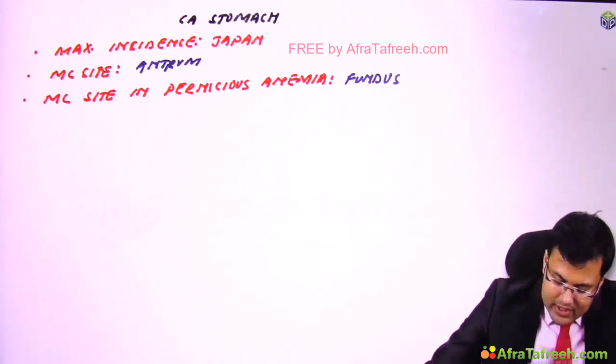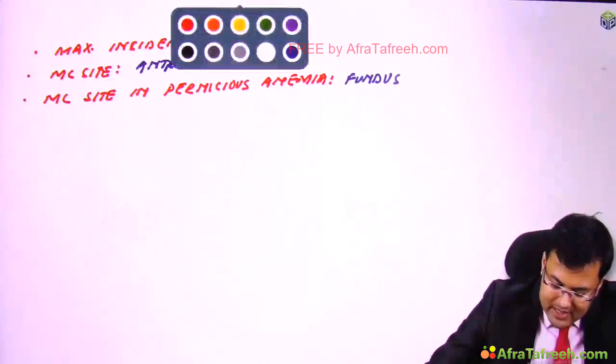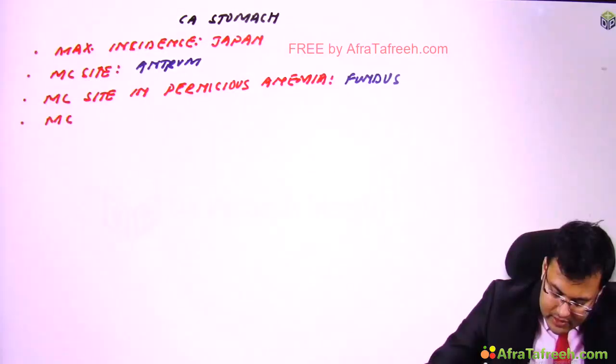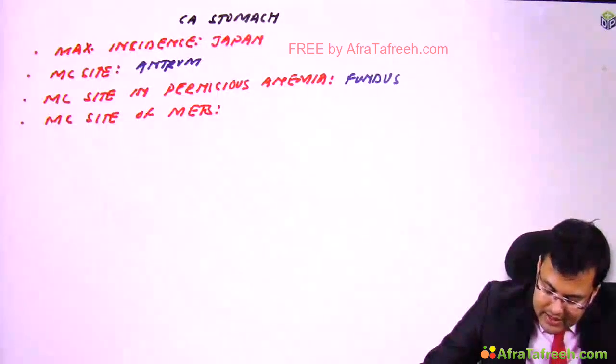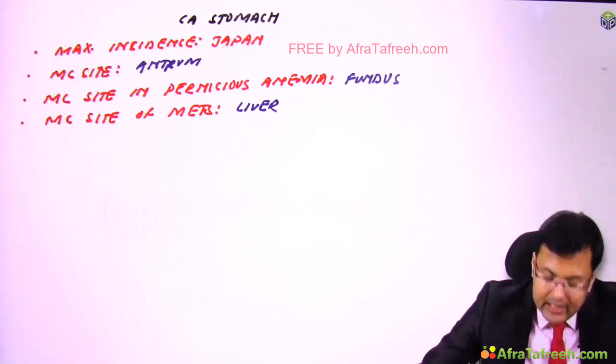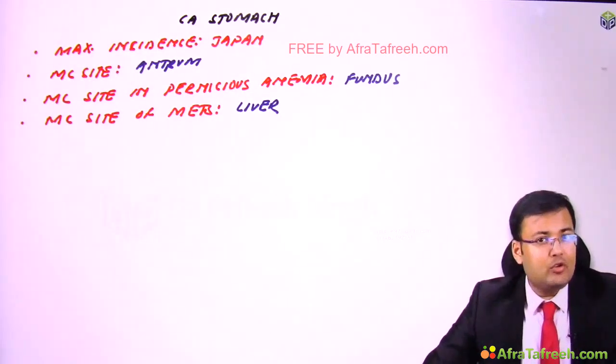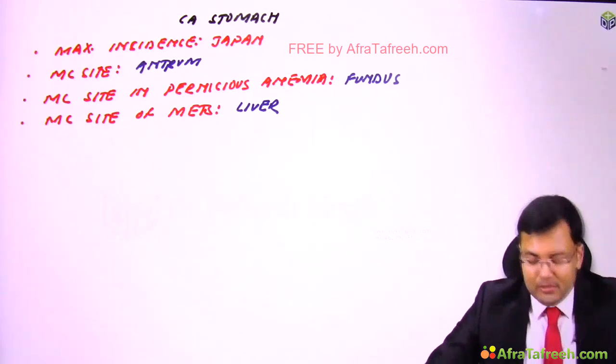After that, what is the most common site of metastasis? The most common site of metastasis, that's liver. And the question is asked, what is the chemotherapy regimen for carcinoma stomach?